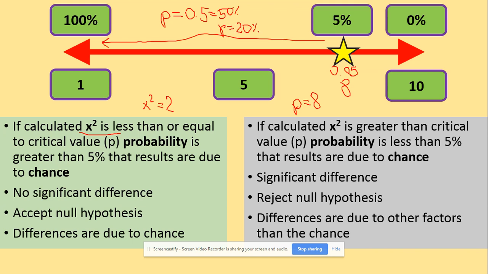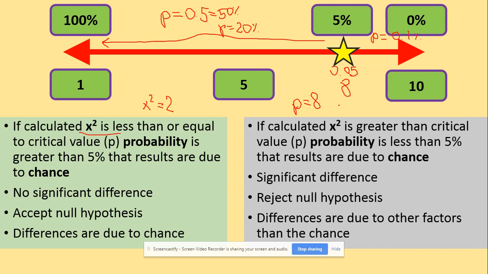So any value given as a percentage, here, in the same explanation, the probability is higher than 5%. But on the other hand, if the p-value, let's say, as the given percentage equals 0.1%, obviously this is then less than 5% chance that the results are due to chance. So there will be a significant difference, and you're going to reject the null hypothesis. So the difference is due to other factors than the chance.